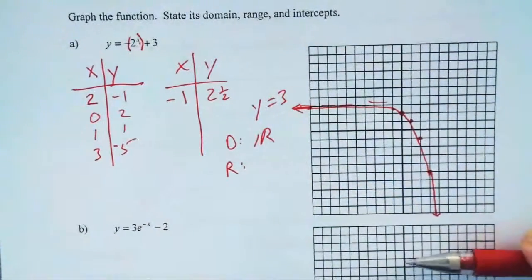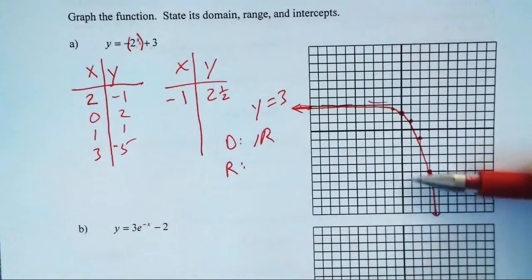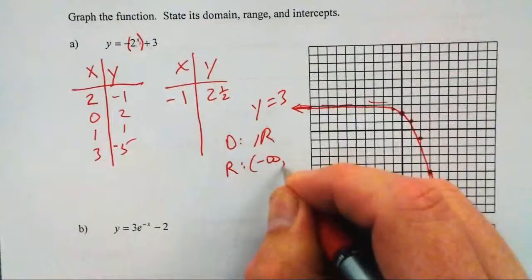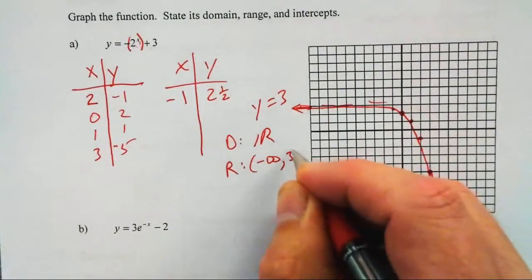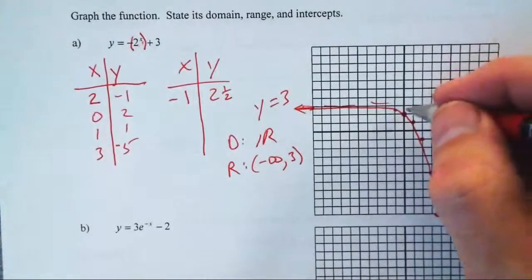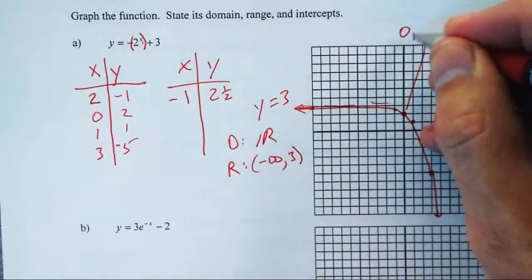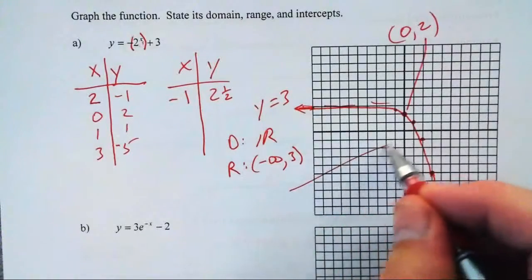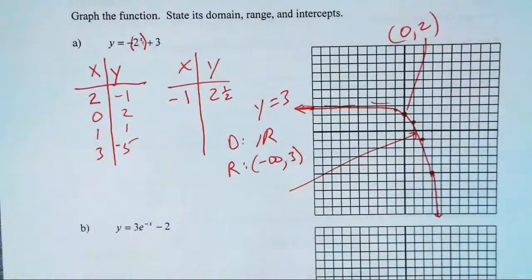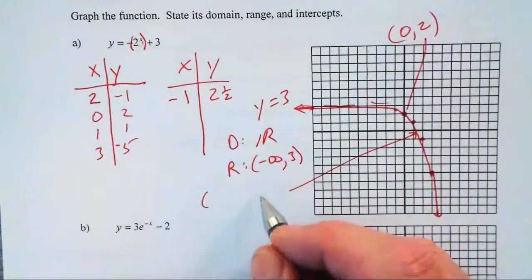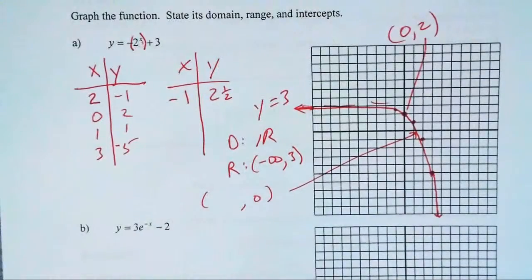Range, scan from bottom to top, it exists at negative infinity up until I get to 3 almost. Negative infinity up to 3 almost. Intercepts. Here's one. (0, 2). Here's another one, not as convenient. But what do I know about that intercept? I know it is something, 0.